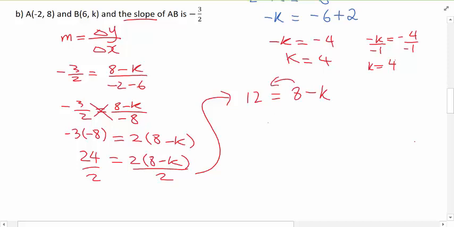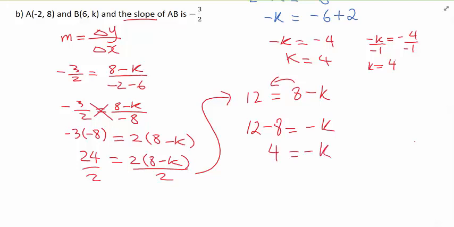Take the 8 to the other side, so you get 12 minus 8 is equal to negative k. And this, you get 4 is equal to negative k. So k must equal what then? K must equal negative 4. Remember, you flip the signs. Negative k becomes positive, and then that number becomes negative. You understand?